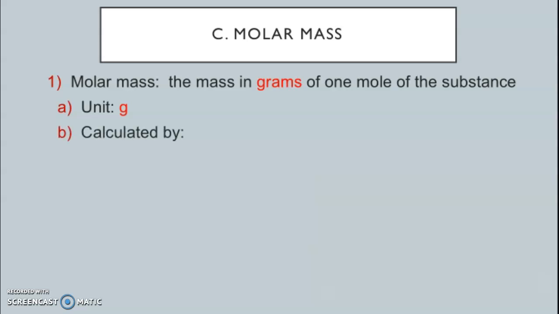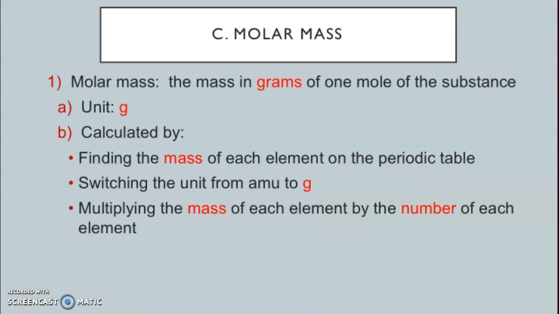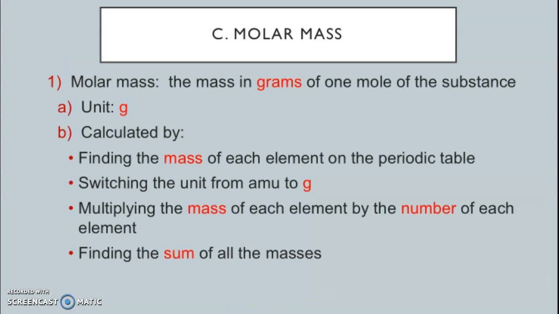We calculate it the exact same way. You find the mass of each of your elements on the periodic table, and instead of writing AMU as a unit, then you write the unit grams. You do the same thing if there's more than one of them. You multiply by how many there are, and you do the same thing, add up the masses at the end. So literally the only difference in all of this, oh, sorry, go back, give you time to write. My apologies. Here we go.